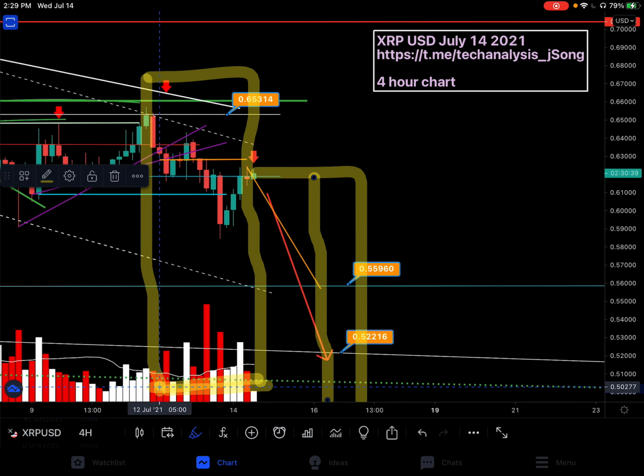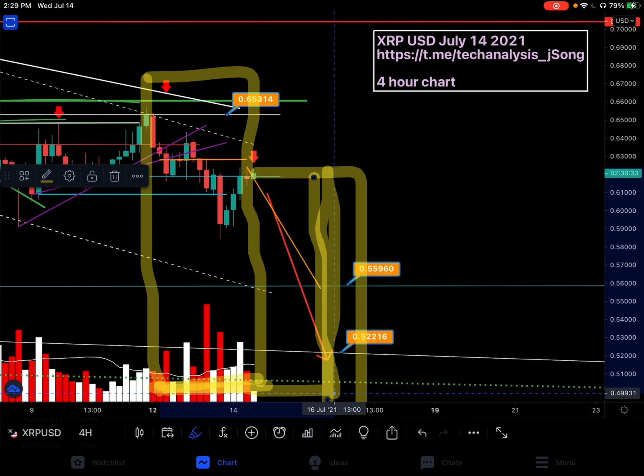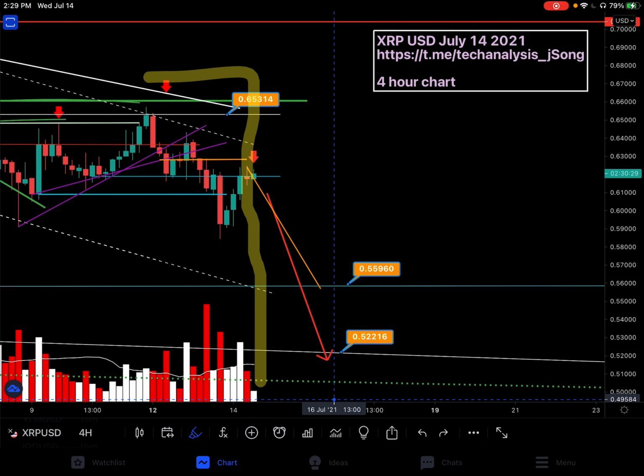Yeah, 12th to the 14th, 2 days. So 14, 15, 16. So around July 16th, we could be looking there. That's a good general base.